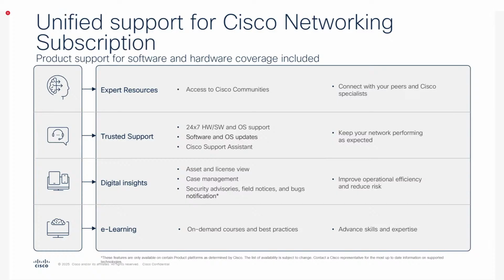So the unified support for Cisco Networking Subscription, what you get access to is your Cisco communities, so you can connect with your peers and Cisco specialists. You get your trusted support, so you're 24/7 for hardware, software, and your OS support to keep your network running. Your software update. There's also the Cisco Support Assistant. I didn't include a lot of information here, but the Cisco Support Assistant is our AI support. So you could actually, in a chat menu, kind of go through and get your support questions answered.